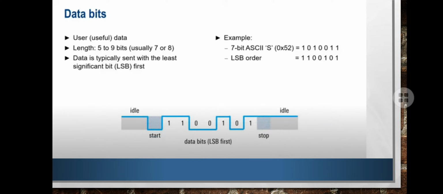Now coming towards the data bits. What are the data bits in the UART system? In UART the data length is commonly between 5 to 9 bits, usually 7 or 8. Data is typically sent with the least significant bit first. For example, if you want to send the letter S through UART, the value of S in ASCII is 1010011. If we write it in LSB order, we write it in reverse order, like 1100101.